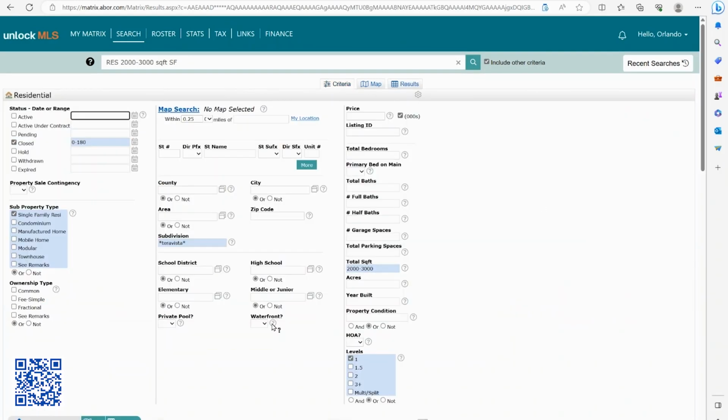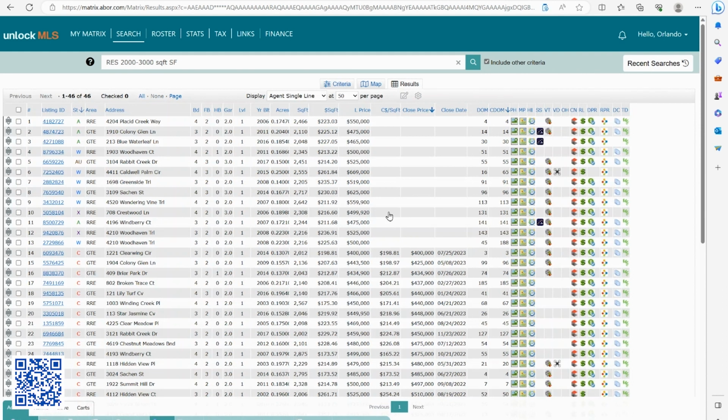Now we want to go back to our criteria. And instead of 180 days, we want to look at 360 days for the total year. We want to look at actives under contract, pending, anything on hold, anything withdrawn, and everything that is actually expired. We want to put 360 on those. And now we're going to get an actual reading of what's happened in the last 12 months for single-family homes from 2,000 to 3,000 square feet in the Terra Vista neighborhood and single stories, right? So we get our results. In this case, we're going to go ahead, again, remove the outliers.